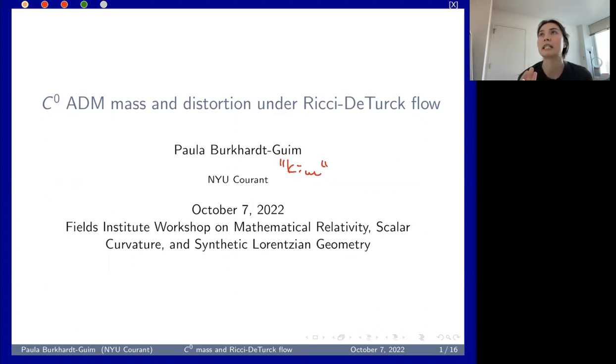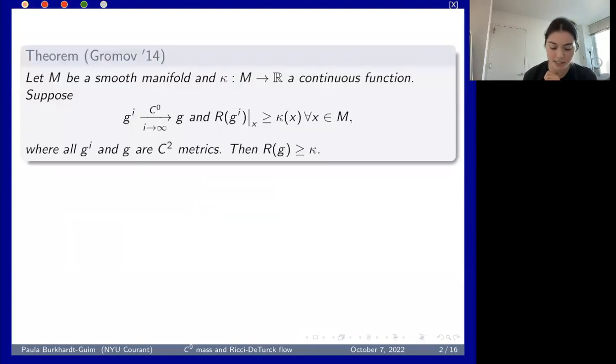Relatedly, there's also been a lot of work on defining synthetic notions of lower scalar curvature bounds for various classes of non-smooth metrics. Okay, so let me tell you an example of a result in this area. This is due to Gromov from 2014. This theorem says the following: let M be a smooth manifold and kappa from M to R a continuous function. And suppose we're in the following situation.